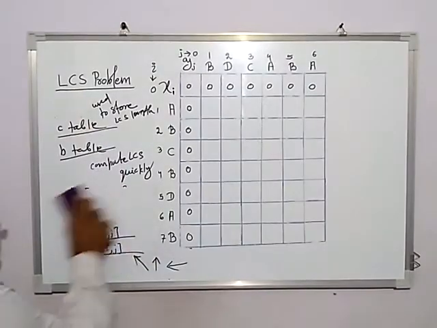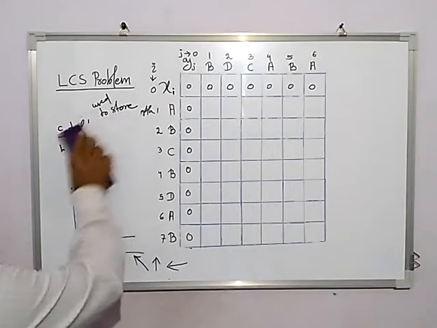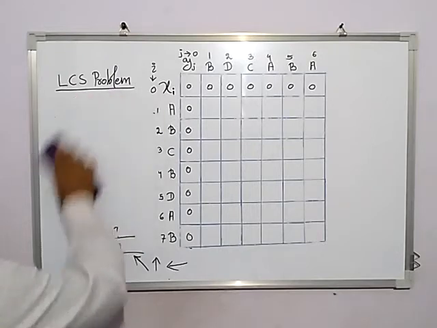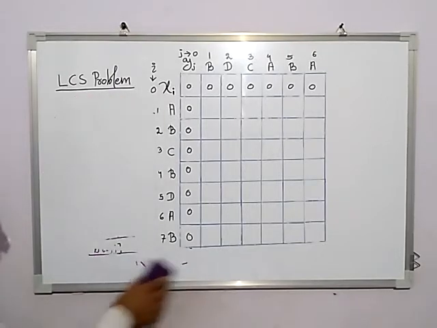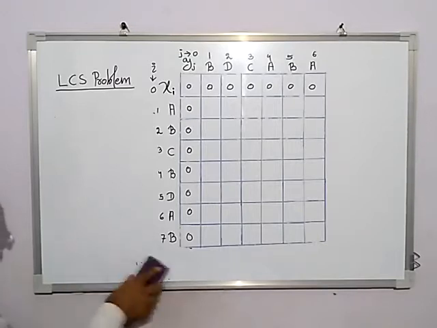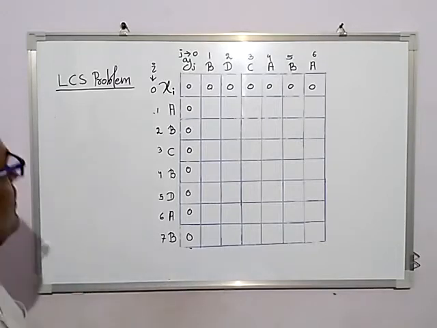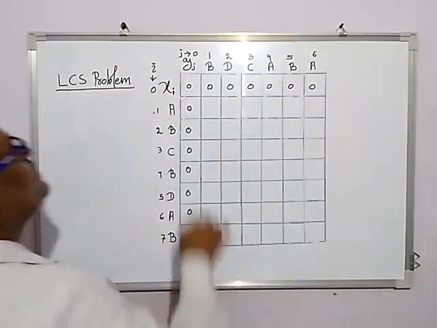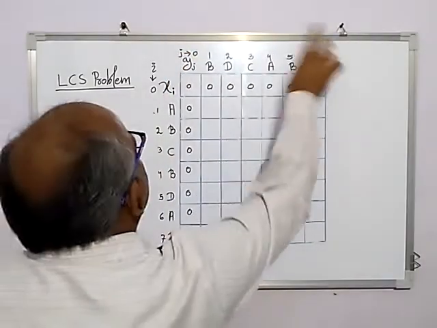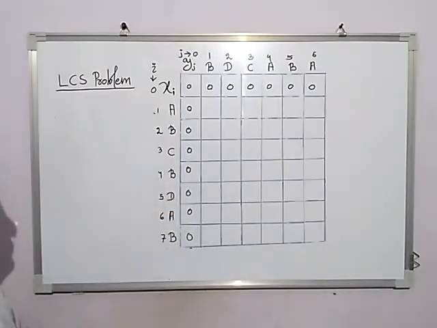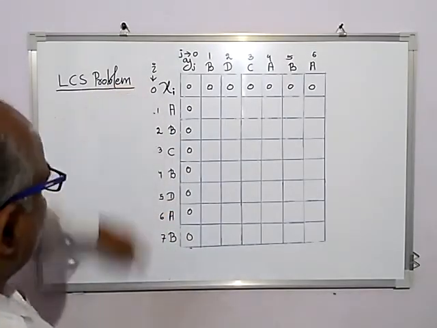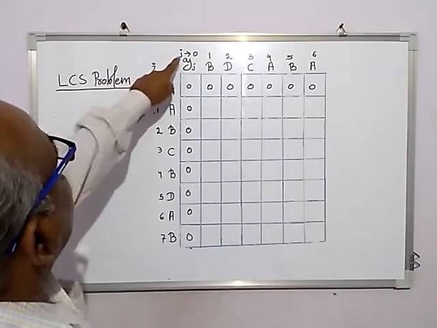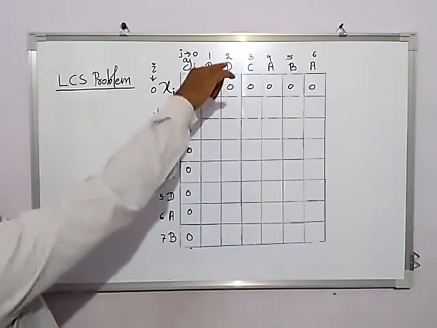Now you see the process. First, you design a table like this. You take the first sequence elements row wise, second sequence element column wise, index starts from 0 to 6, index starts from 0 to 7. For row index I use i, and for column index I use j.